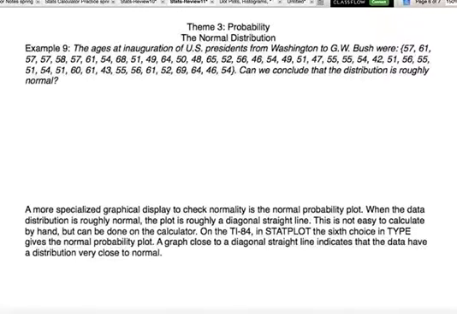Example 9. The ages at inauguration of U.S. presidents from Washington to George W. Bush were, and then it gives you the ages. Can we conclude that the distribution is roughly normal? So what you could do is plug all these into your calculator and let your calculator draw the picture for you.